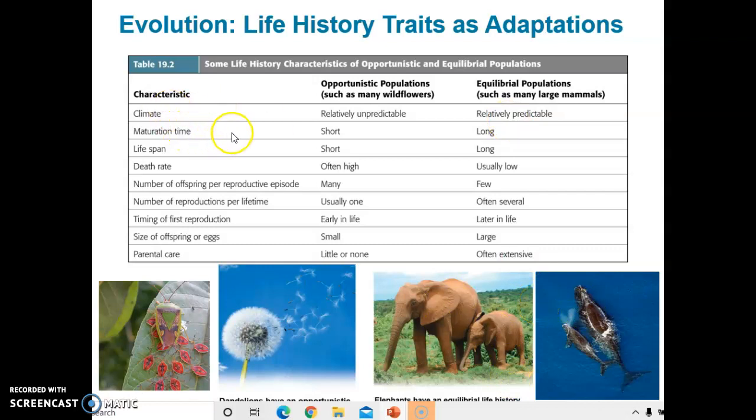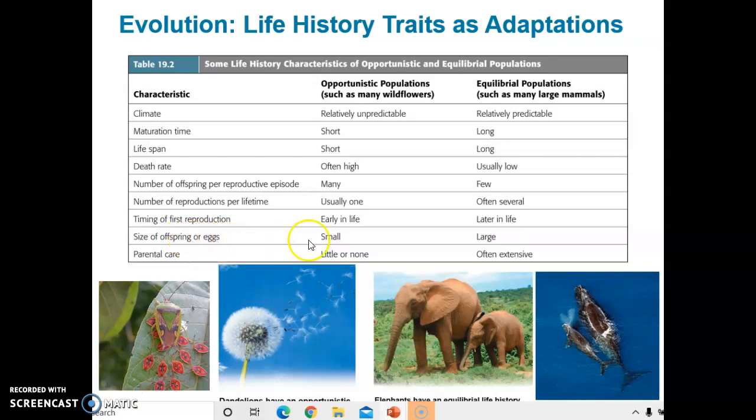Okay? Maturation time tends to be short, meaning they reach adulthood and reproduce relatively quickly. With the equilibrial populations, it's a long time. Lifespan relatively short versus a long lifespan. Death rate often high, usually low. Right? Look at those survivorship curves. Number of offspring produced, many versus few. Number of reproductions per lifetime, usually one, often several. Timing to first reproduction, early in lifespan, later in life.